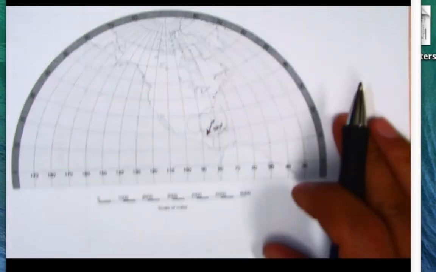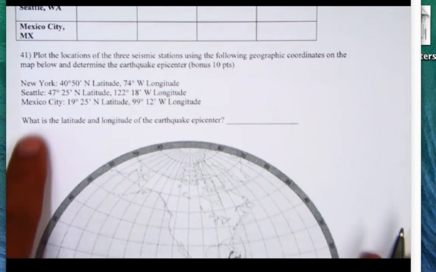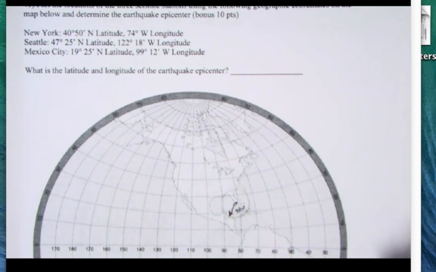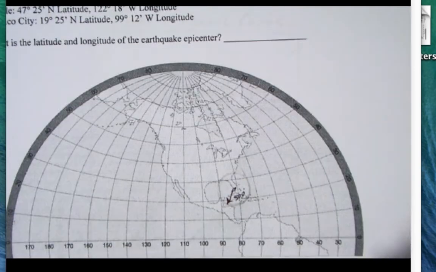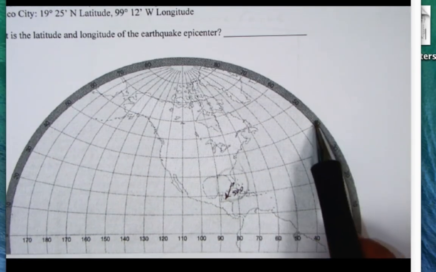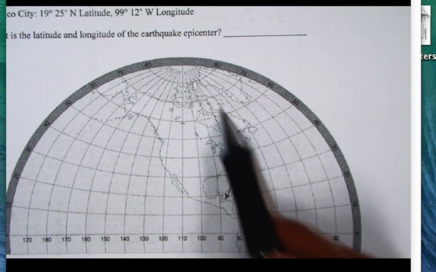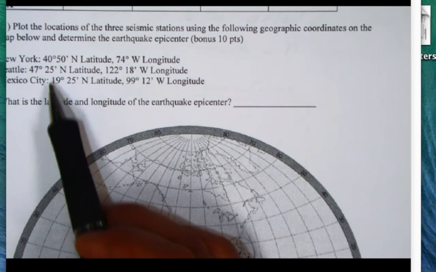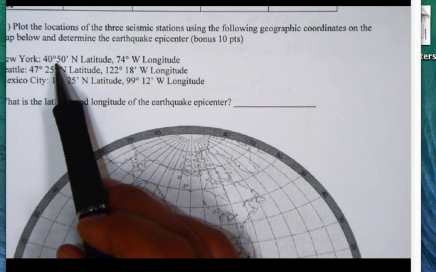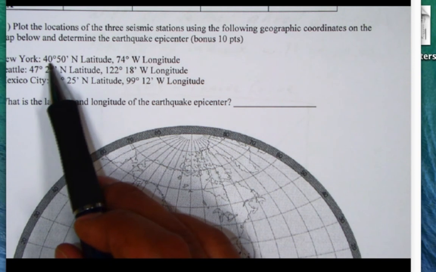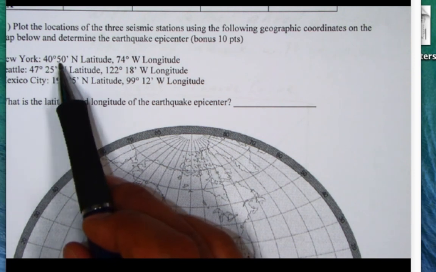So one of the things you'll be asked to do is to plot the location of New York. And one thing I want you to notice about this globe is that the longitude lines are curved, right? They're curved. And so are the latitude lines, they're curved. So for New York, I got 40 degrees, 50 minutes. So remember, there's 60 minutes in 1 degree. So this is almost 41. It's just shy of 41 degrees.